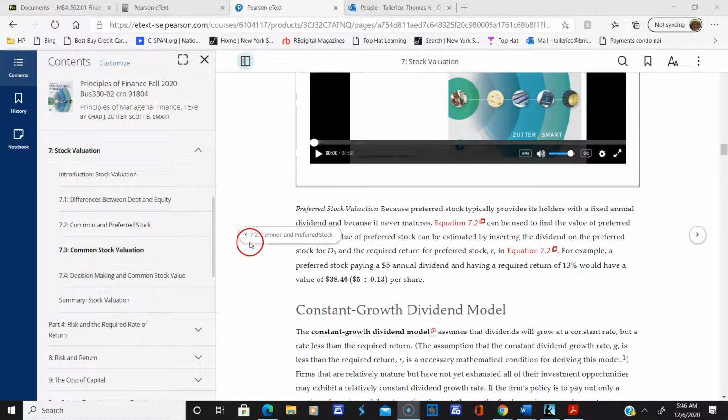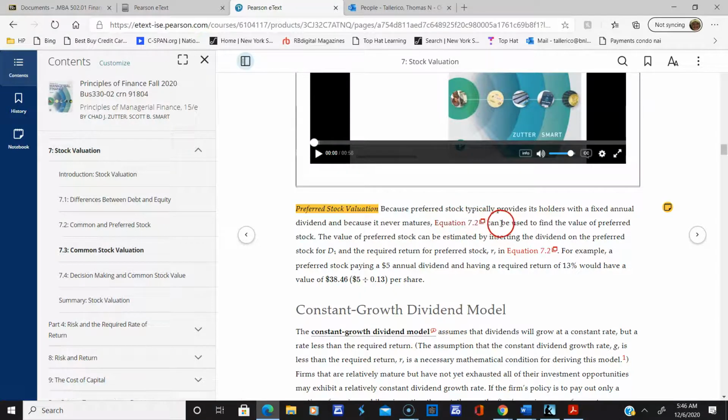I want to pick up on chapter 7 here with preferred stock valuation, which I previously mentioned. Preferred stock is kind of like a hybrid between common stock and bonds, because there is a fixed dividend, like you would get with a bond. But you can buy and sell shares as you can do with stocks. It has a fixed annual dividend, and it never matures.